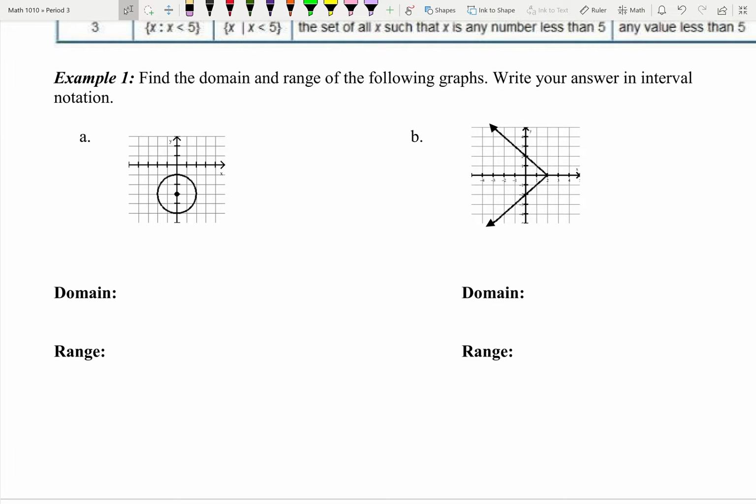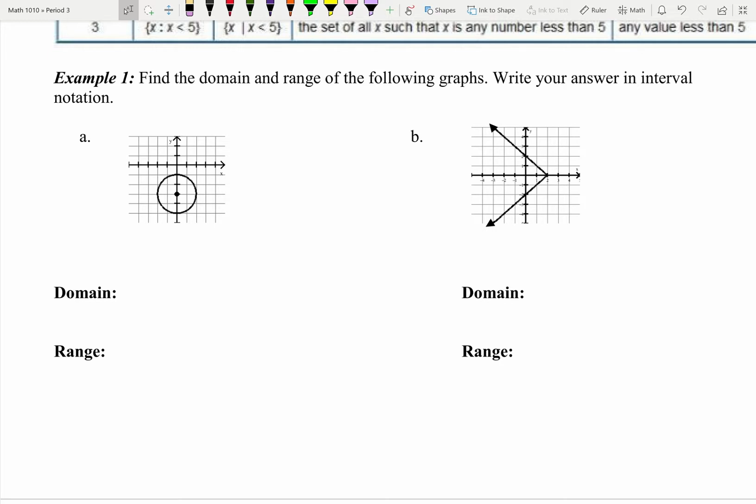I packed up all my stuff, and I want a yardstick. Okay, I don't have one. That's all right. Okay.